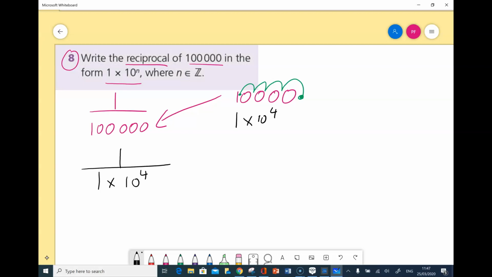Now, how do we indicate that something is underneath the line? We put a minus in for the indices. So it's 1 by 10 to the power of minus 4.